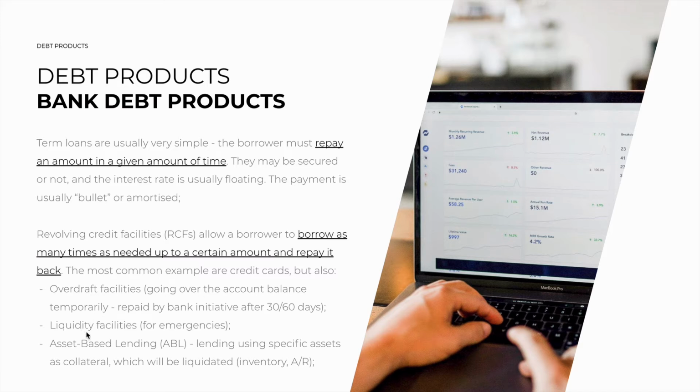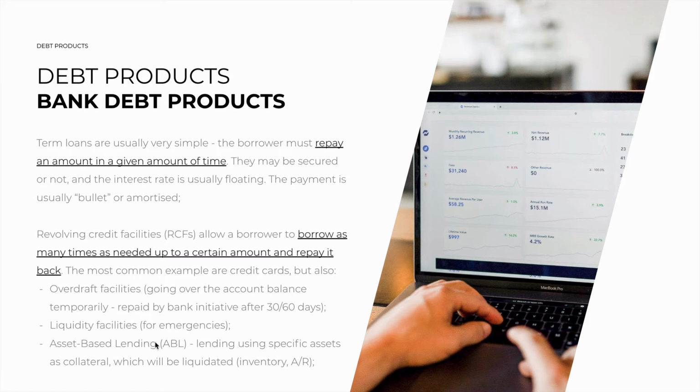Then we have liquidity facilities. These are usually credit facilities that are just used for emergencies. For example, the business is perfectly healthy, but in case they need to, they have this type of credit facility maybe for 5 million. So maybe one month they need 2 million and then they pay it back. And then there's no emergency for another year, and so on. Then we have asset-based lending, which we'll cover in the next slide.